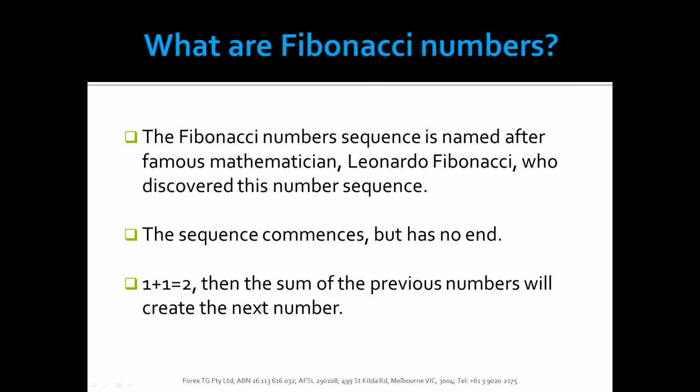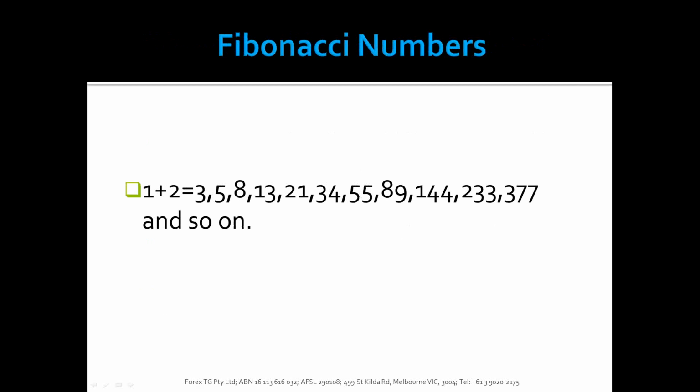Okay, what are Fibonacci numbers? The Fibonacci sequence is named after the famous mathematician Leonardo Fibonacci, who discovered this number sequence. The sequence commences but has no end. The sum of the previous two numbers creates the next number. As an example, 1 plus 1 is 2, 2 plus 1 is 3, 3 plus 2 is 5, 5 plus 3 is 8, 5 plus 8 is 13, 8 plus 13 is 21, 13 plus 21 is 34, and so forth, never ending. The numbers just keep on adding together, one after another.